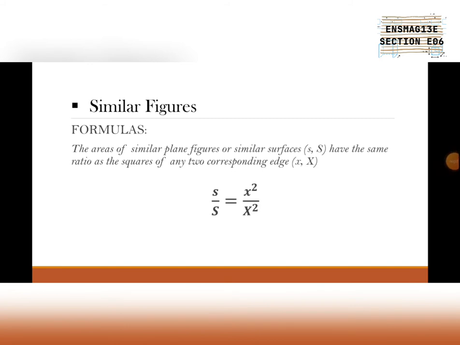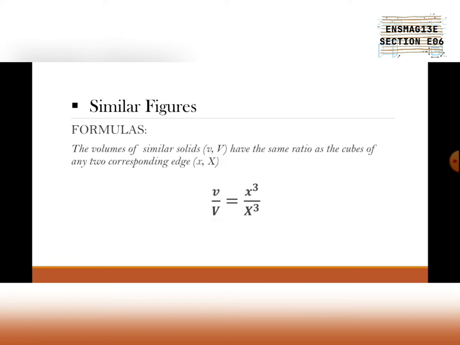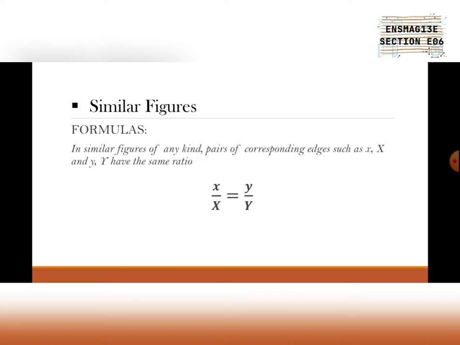The areas of similar plane figures or similar surfaces, denoted by S, have the same ratio as the squares of any two corresponding edges. Volumes of similar solids have the same ratio as the cubes of any two corresponding edges. In similar figures of any kind, pairs of corresponding edges such as X and Y have the same ratio.